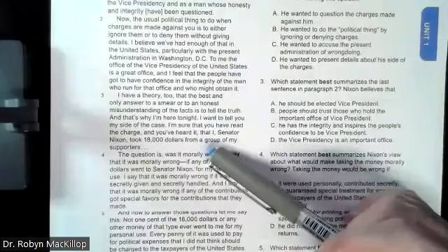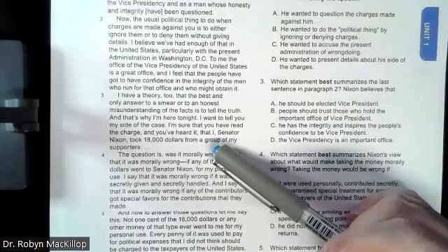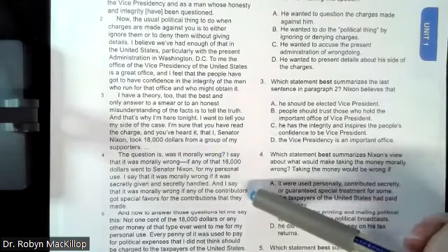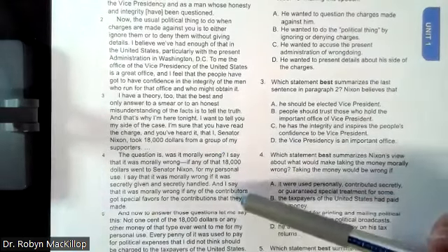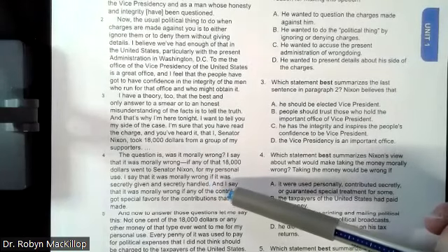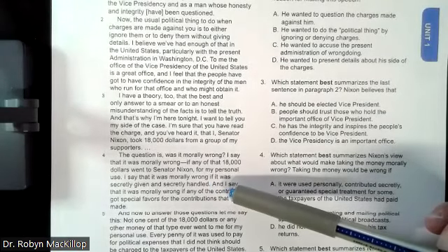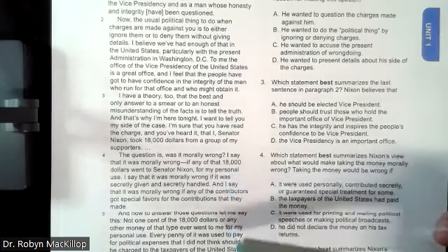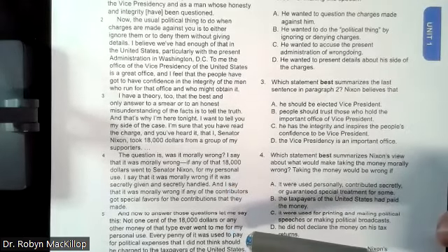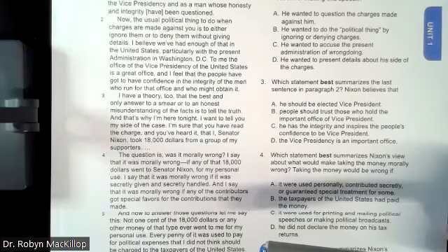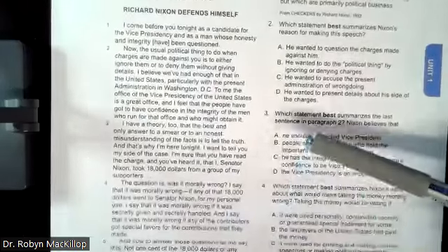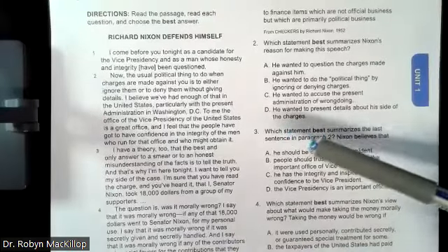So what he's doing here is he's giving his side of an accusation. He was accused of taking money. And he's saying, well, I did take the money, but it was for politics. It was so I could write speeches and have them printed. It was so I could do broadcasts, and because that stuff shouldn't be paid for by the taxpayer. So knowing that, let's see if we can do these questions.